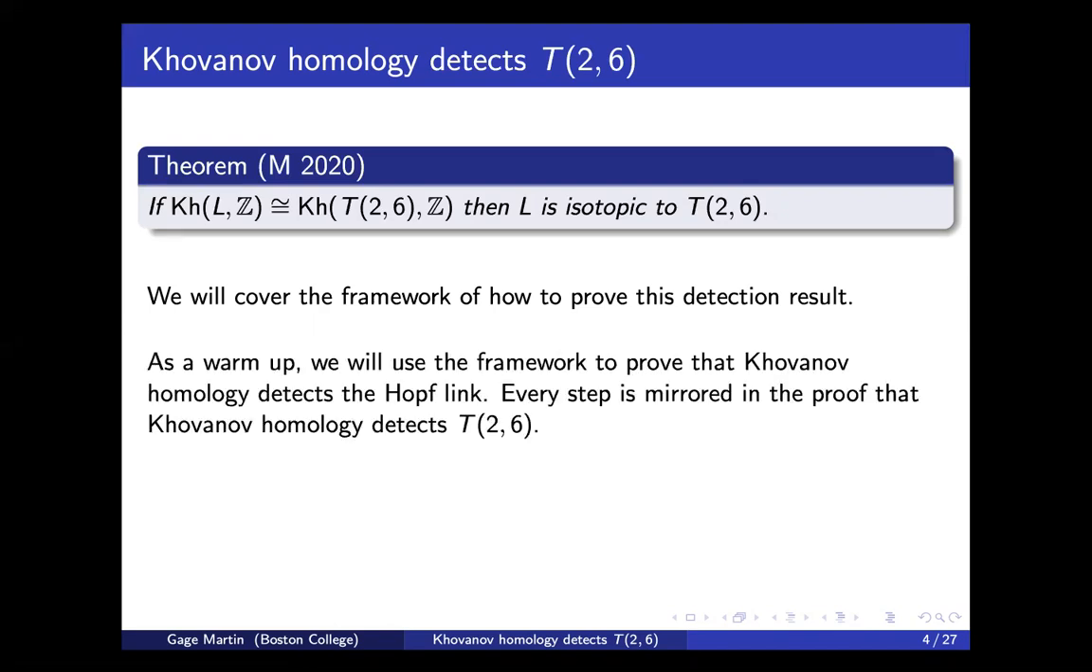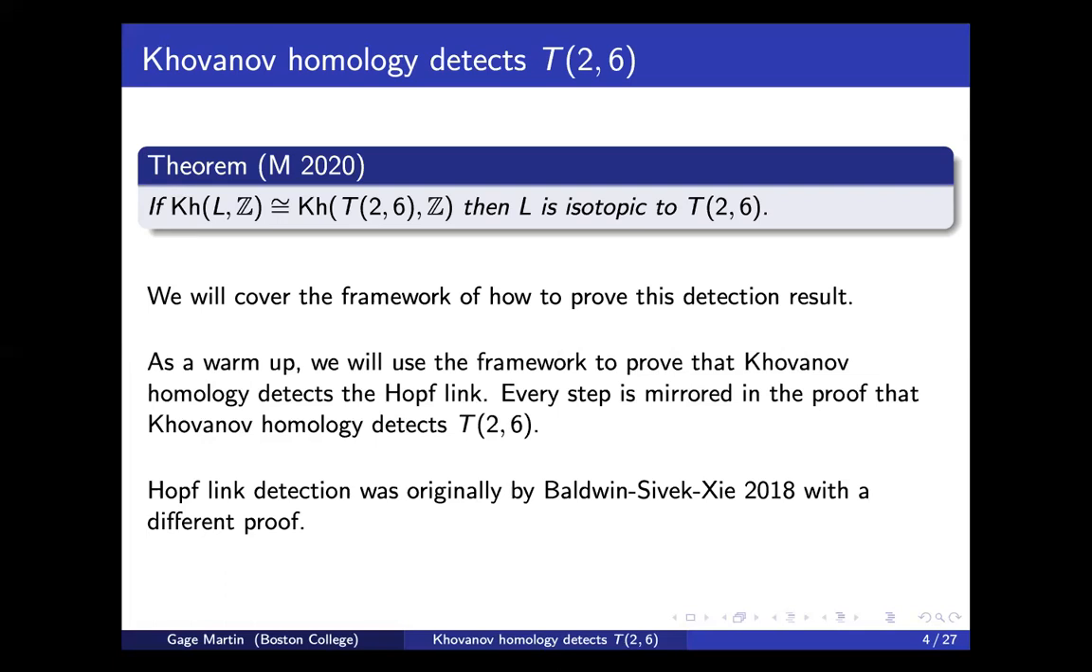As a warm-up, we'll use this framework to prove that Khovanov homology detects the Hopf link. We'll do this in some detail, and every step of this is then mirrored in the proof that Khovanov homology detects T26. At the end, we'll see how we could repeat this process with T26. The fact that Khovanov homology detects the Hopf link was originally proved by Baldwin, Sivek, and G, and they used a different proof than what I will show here. But the proof I show here generalizes to the fact that Khovanov homology detects T26.